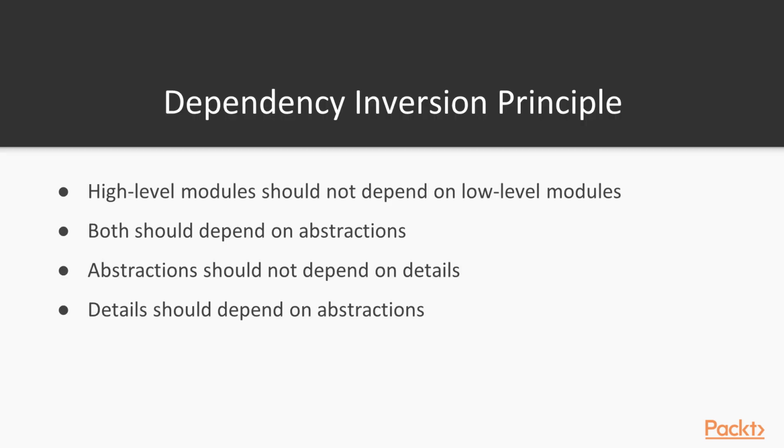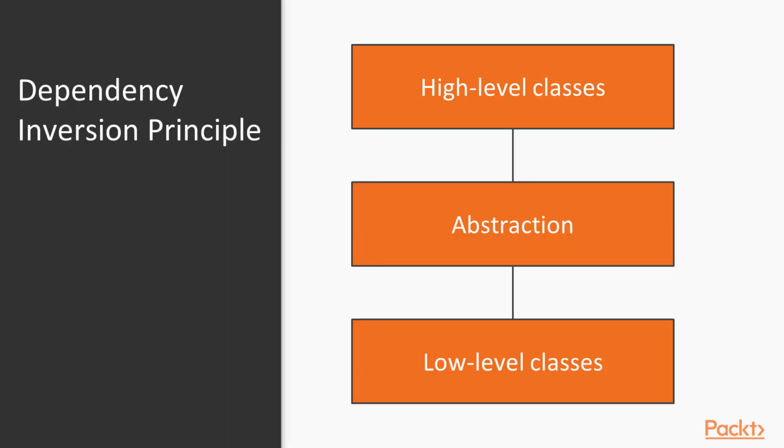Dependency inversion principle is actually composed of two rules. First one goes like this. High-level modules should not depend on low-level modules. Both should depend on abstractions. And the second rule goes like this. Abstractions should not depend on details. Details should depend on abstractions. This looks something like this. High-level classes have no dependency on low-level classes and vice versa. They both have dependency on abstractions.